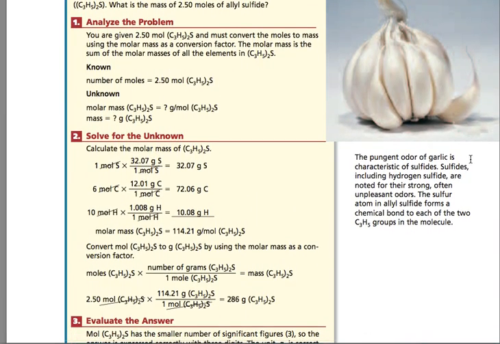So the pungent odor of garlic is characteristic of sulfides. Sulfides, including hydrogen sulfide, are noted for their strong, often unpleasant odor. The sulfur atom in allyl sulfide forms a chemical bond to each of the two C3H5 groups in the molecule.